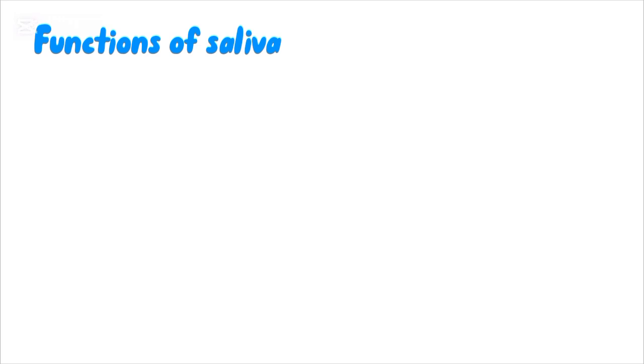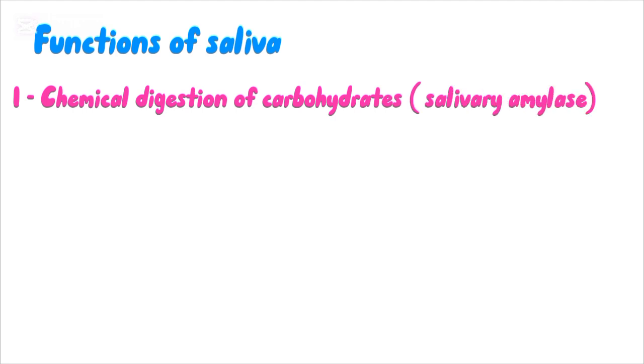Let's discuss the functions of saliva. The first function is chemical digestion of carbohydrates. The salivary amylase enzyme present in the saliva helps in breaking down complex sugars into simpler ones. It means chemical digestion of carbohydrates starts in the mouth.